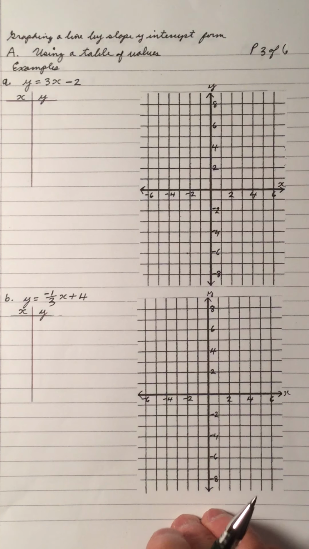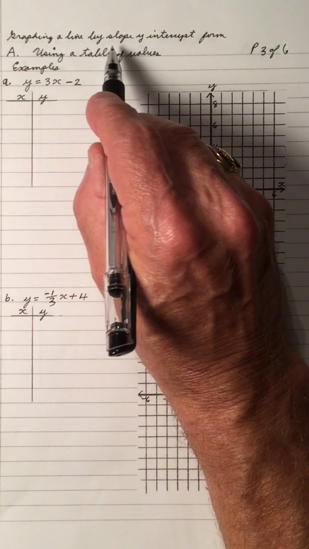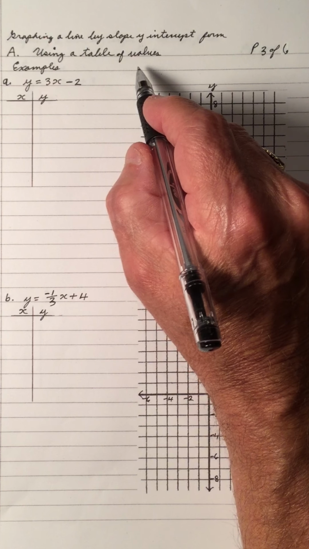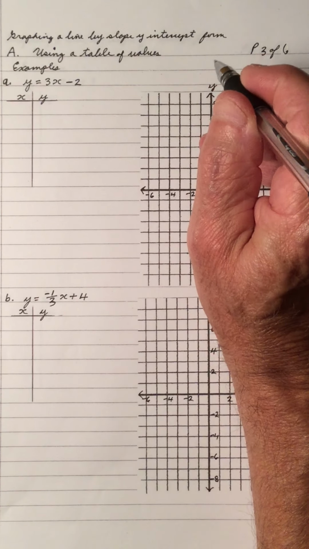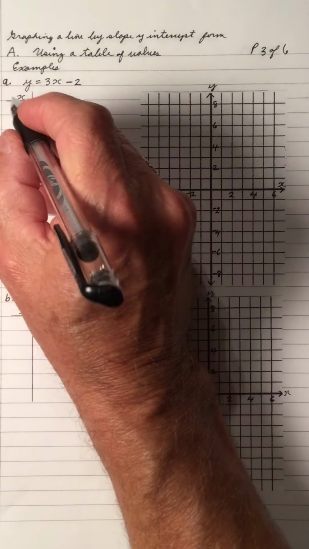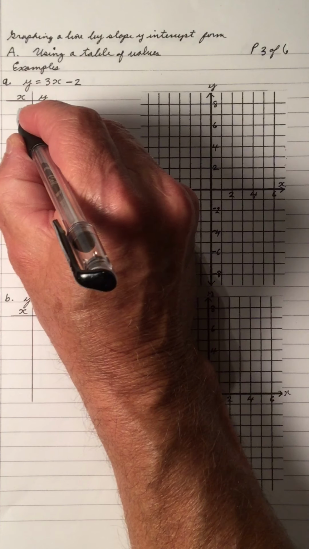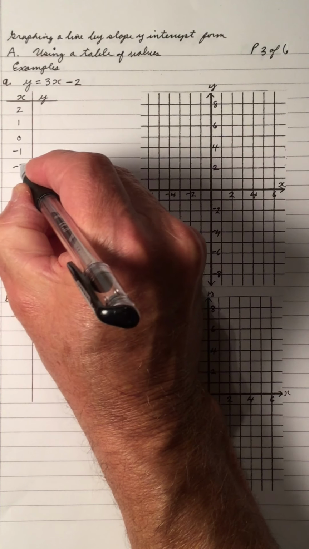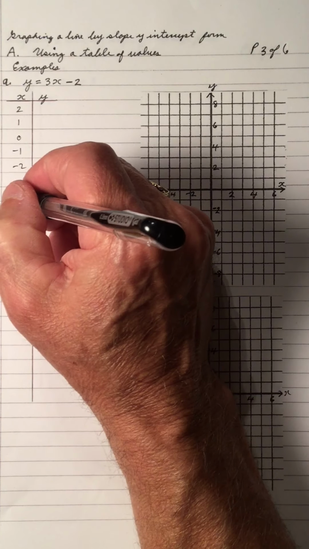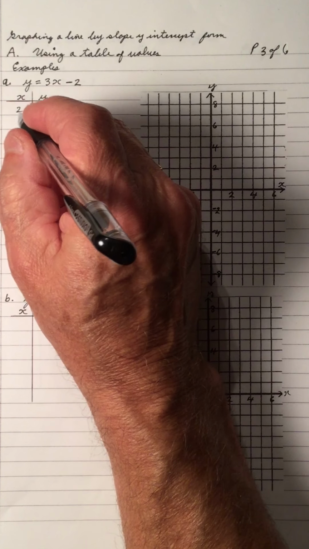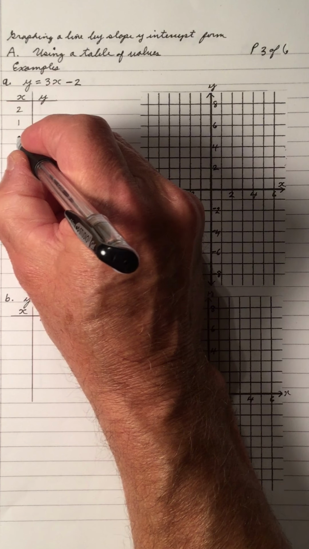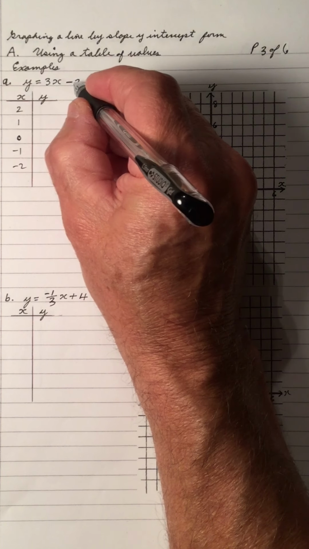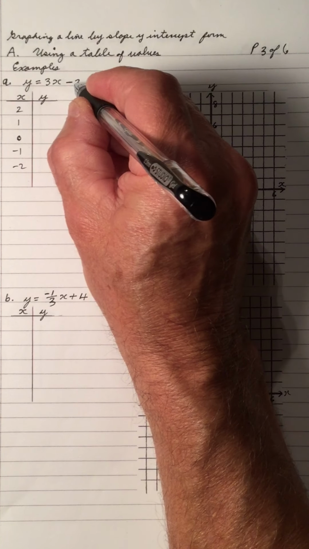Let's practice that. Graph a line by slope y-intercept form using a table of values. Okay, so the table of values, we're going to pick the numbers as we said. X is 2, 1, 0, -1, -2. Notice I picked them in order. I'm starting from the highest to the lowest, and I have 0 in the middle, which is your y-intercept. If you let x equal 0, you notice that the y-intercept is -2.